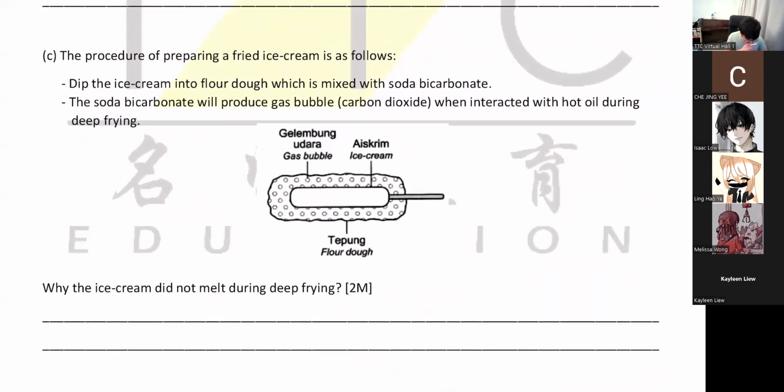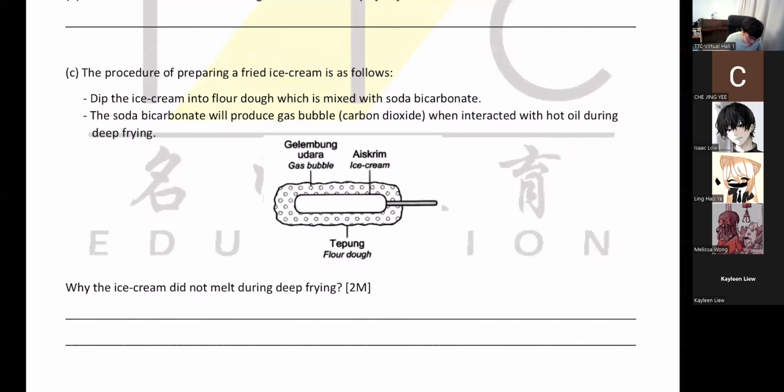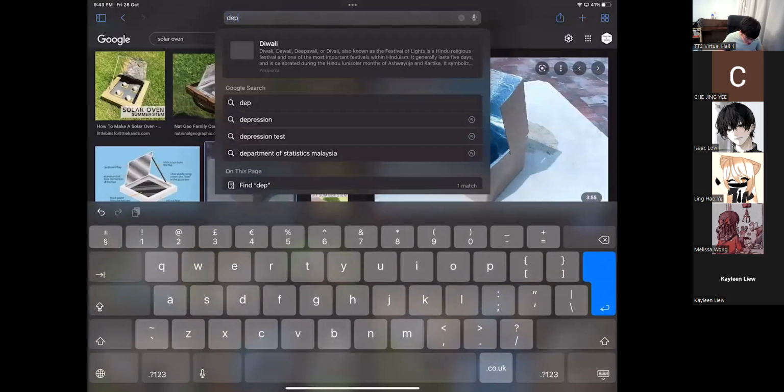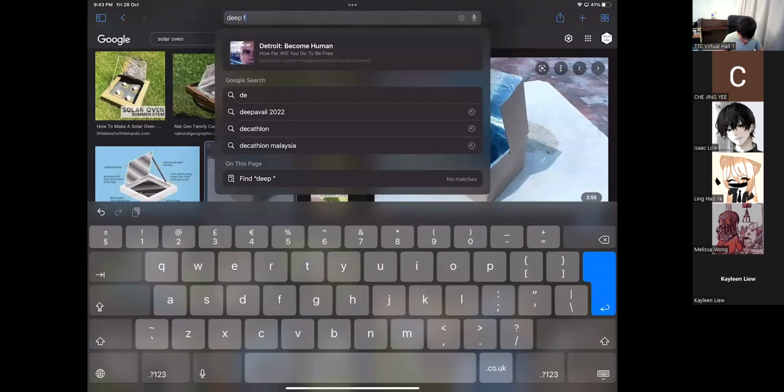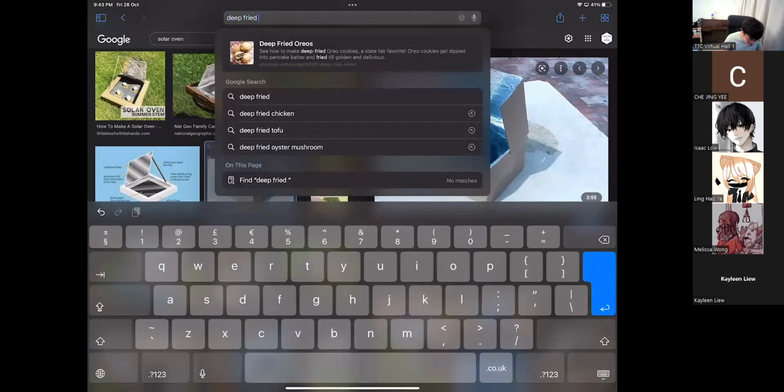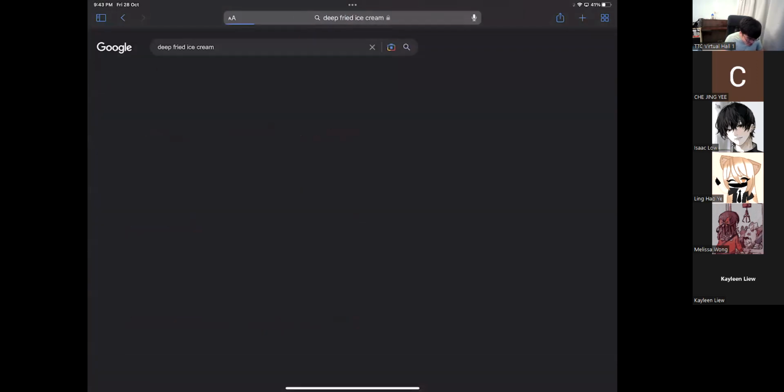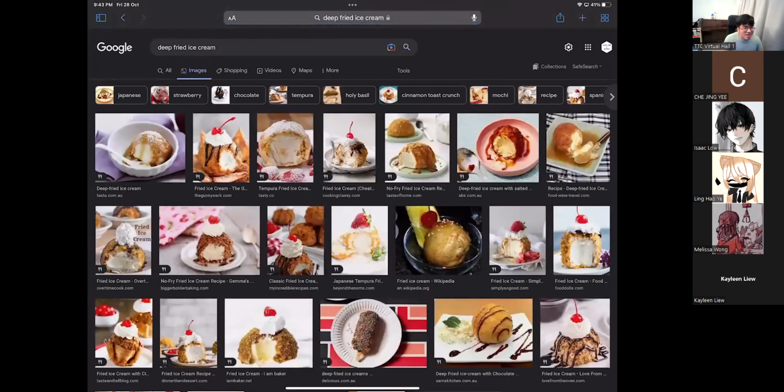Okay, anyway, right, guys, have you tried this before? Fried ice cream? Have you ever wondered how it works? Have you tried deep fried ice cream? I mean, it's nothing very special, deep fried ice cream. They look like this. Have you tried before? It's like defying logic.